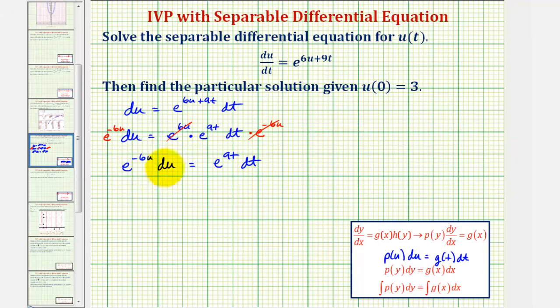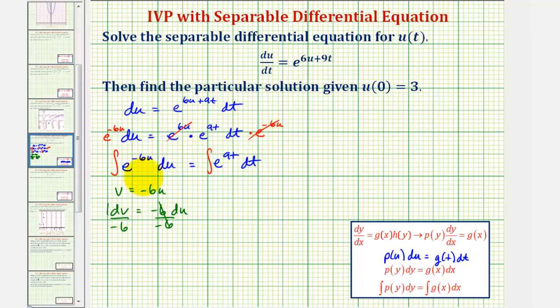Now because we have a function of u times du equals a function of t times dt, we can now integrate both sides of the equation and solve for u. Notice in both cases, we have to perform substitution to integrate. We're already using u, so let's use v. Let's let v equal negative 6u. Notice differential v would be negative 6 du. So if we divide both sides by negative 6, notice how du is equal to negative 1/6 dv. So when we integrate this, we'll have an extra factor of negative 1/6.